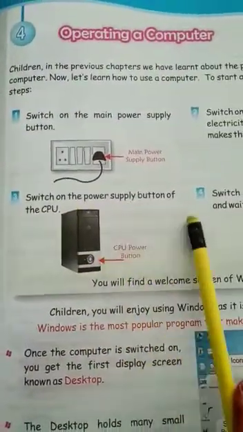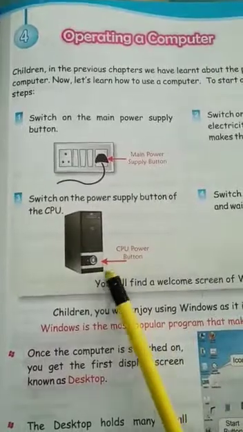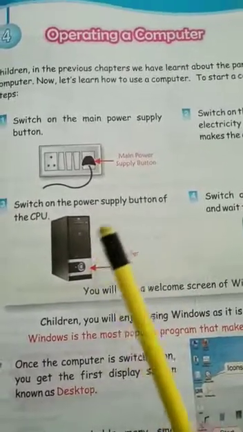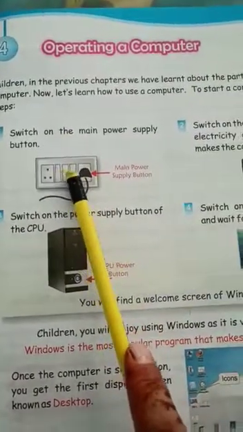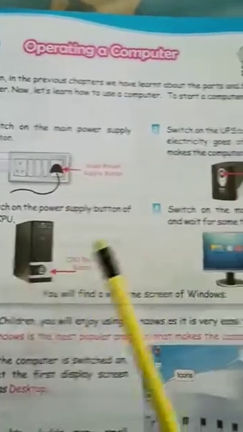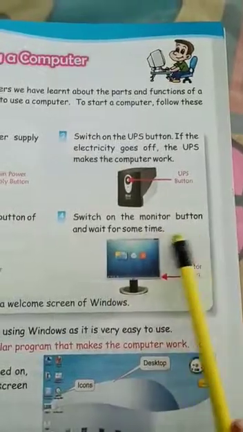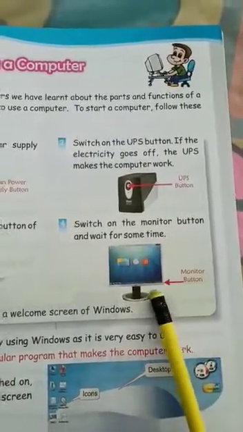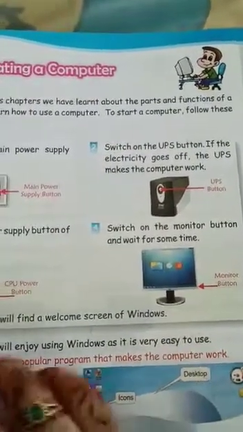Switch on the power supply button on the CPU. At the bottom of the CPU, we have one button. We should switch on that. First, we should switch on the main power supply button. Next, the UPS button. Next, the CPU. Next, switch on the monitor button and wait for some time. You should switch on the monitor here, and you have to wait for some time.